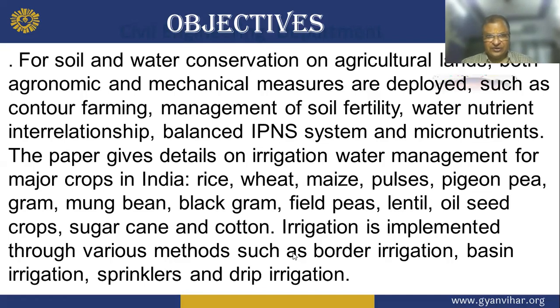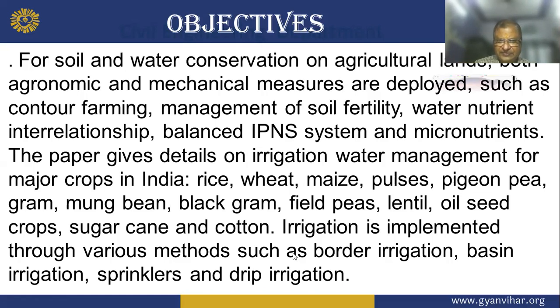For soil and water conservation on agricultural land, both agronomic and mechanical measures are deployed, such as contour farming, management of soil fertility, water, nutrient, and interrelationship balanced, the IPNS system, and micronutrients.